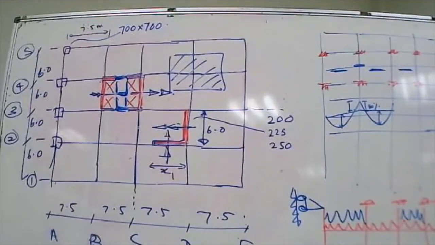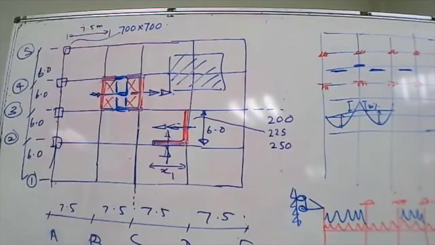So have I answered your question? I have one doubt. If the column has a higher IOL ratio and the beam has less IOL ratio, do we need to consider the IOL ratio or the dimensions? No, it is the dimension.